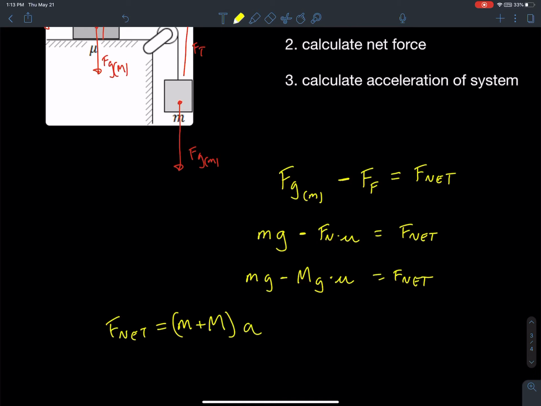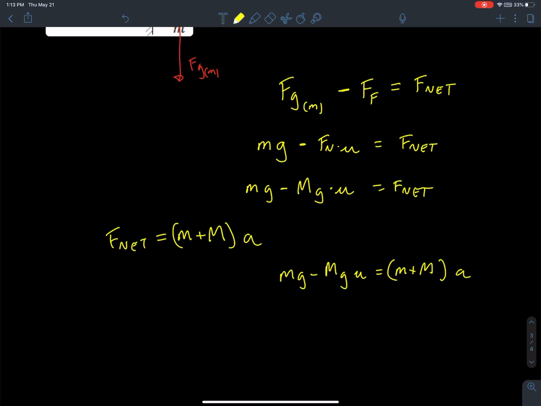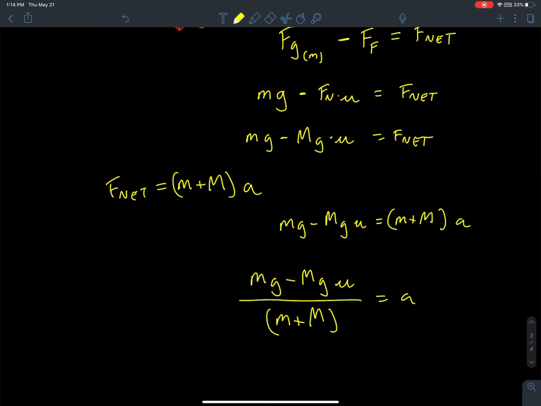If I bring that in, mg minus Mg mu is equal to m plus M times a. If the question is asking me to calculate acceleration, I would just have to rearrange everything: mg minus capital M g mu, divided by m plus capital M, is equal to a. My acceleration in a nutshell.